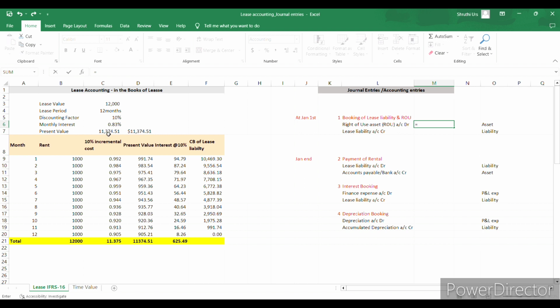So the amount would be the present value and lease liability account credit because we have to pay to the lessor. So it is a liability to the company. So we are crediting, that is increasing the liability of the company.